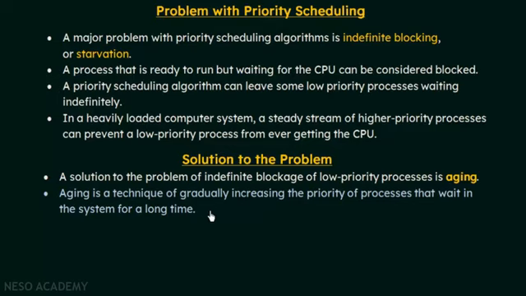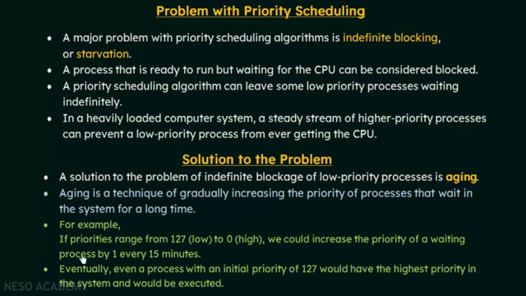When a process is waiting in the ready queue for a long time, gradually by means of aging, we will increase its priority. Slowly its priority gets increased, and hence a time will come when its priority is greater than some of the other high priority processes that have arrived, and that process will also get the CPU for its execution. So it will not remain indefinitely blocked or starving for the CPU. The priority of that process gradually increases. So that is a good solution to this problem of indefinite blockage or starvation.